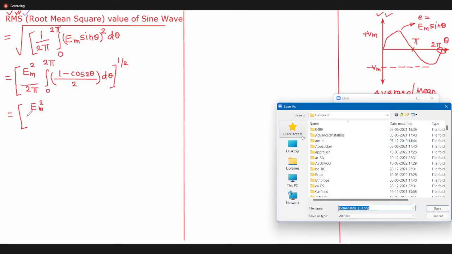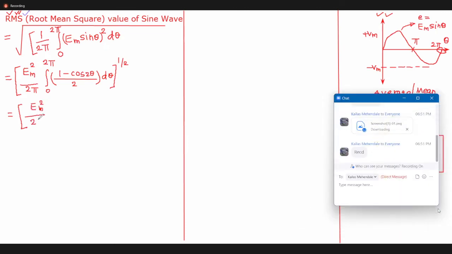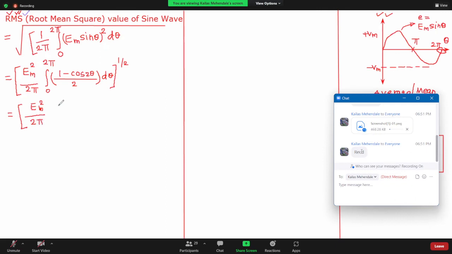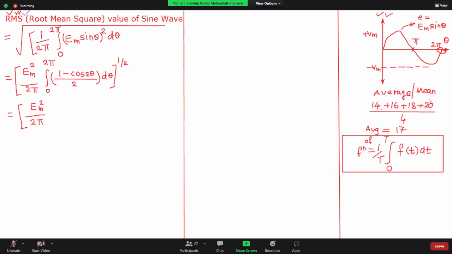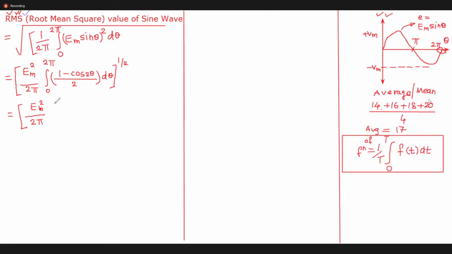Those who have got the value by doing the calculation can give me in the chat box. We have done this in 10 plus 2, so you know what the RMS value is. Don't do that. Do the calculation. Otherwise you commit a mistake. I hope you have done it in your notebook and you are not recollecting from the 10 plus 2 level.